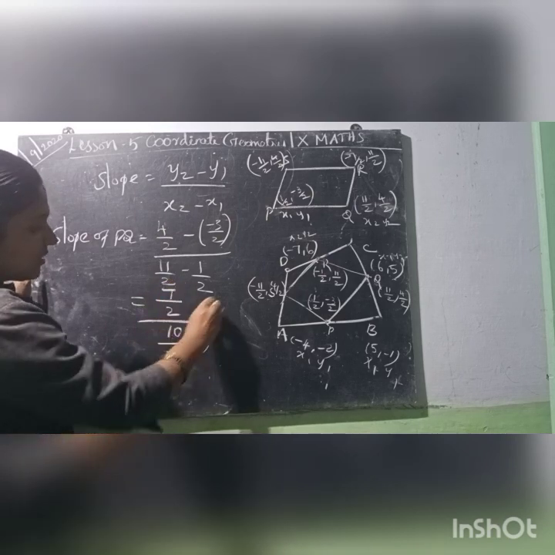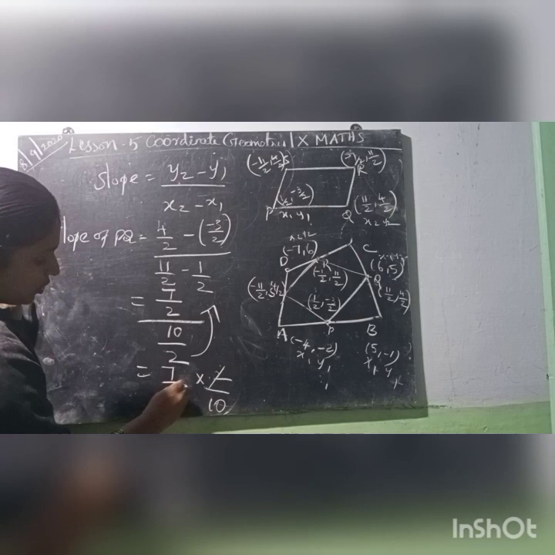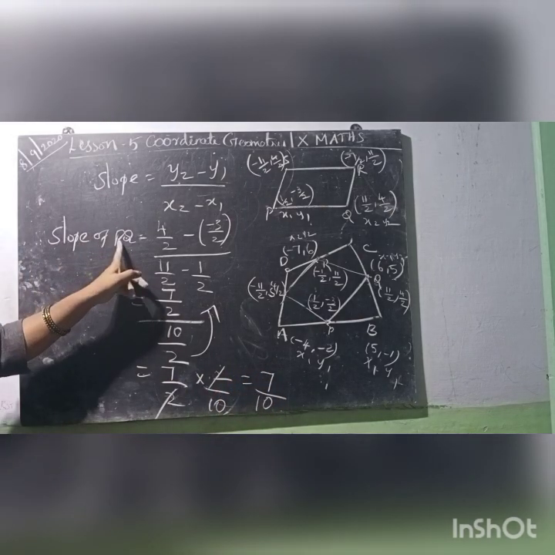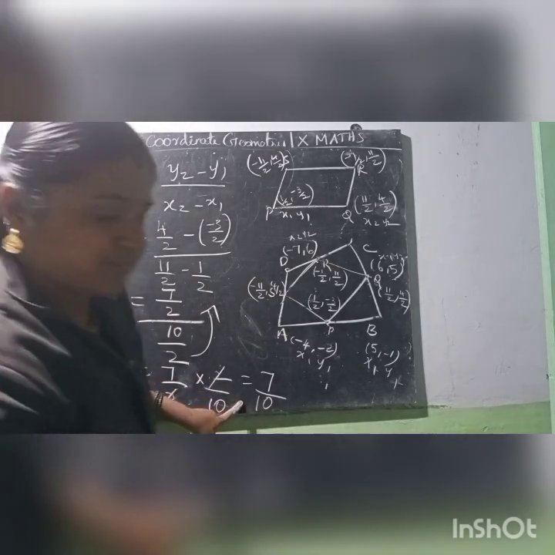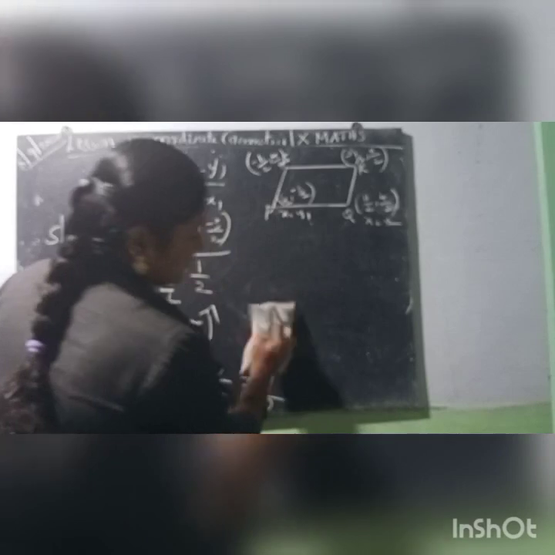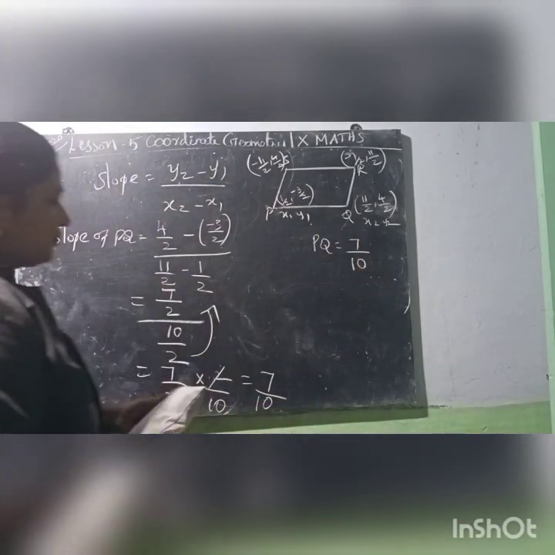Now we can take the reciprocal. So 7 by 2 into 2 by 10. 2 gets cancelled. So now the answer is 7 by 10. So we got slope of PQ is 7 by 10.